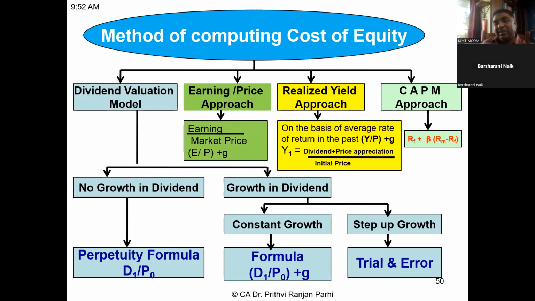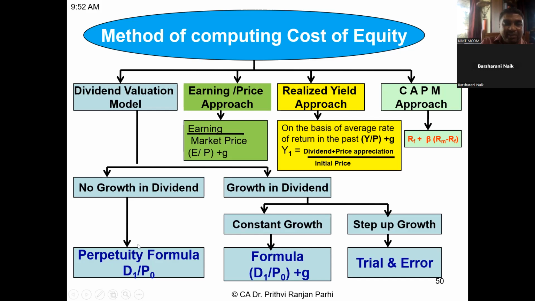cost of equity. Now, very carefully watch this particular picture. These are various models. These models explain how to compute cost of equity. The first concept is called the dividend valuation model. You see, there are two models. No growth in dividend: that means someone is saying the dividend is not growing. Every year the dividend is the same. Second is growth in dividend.